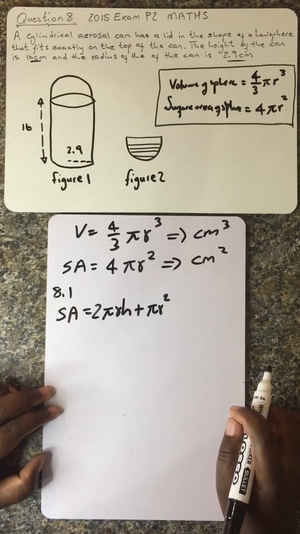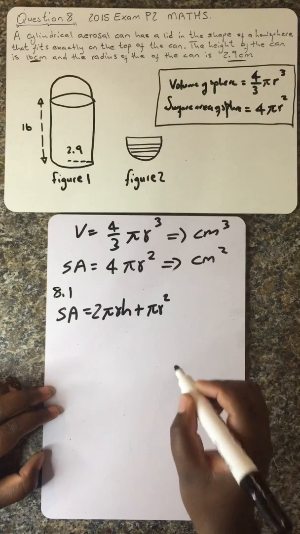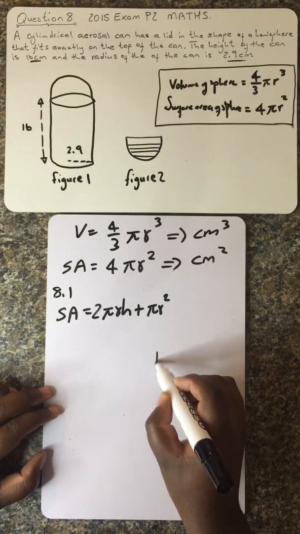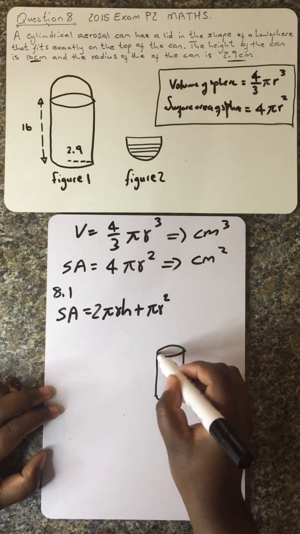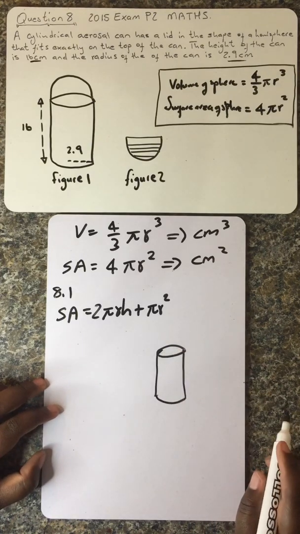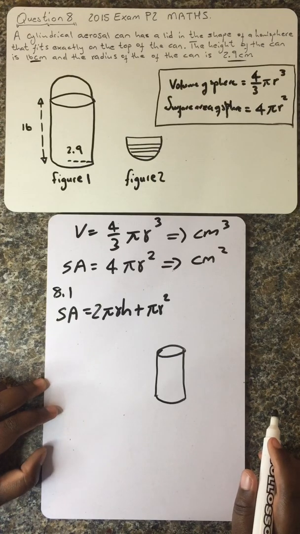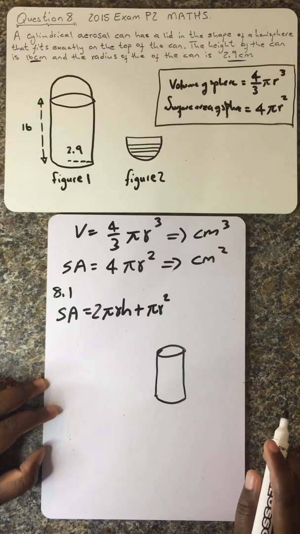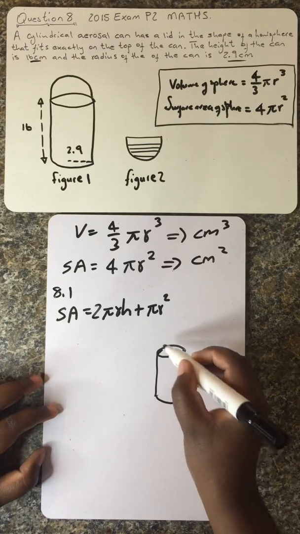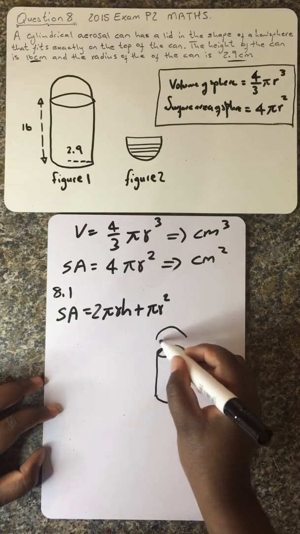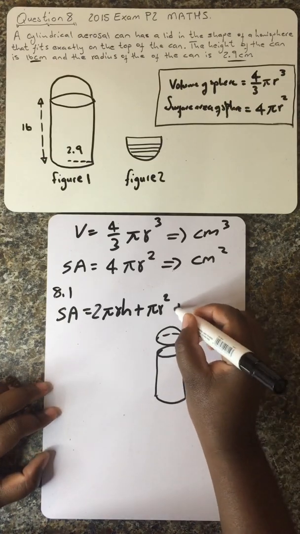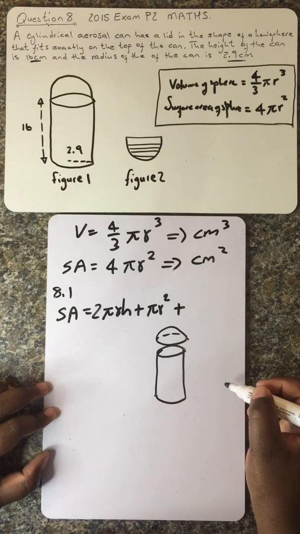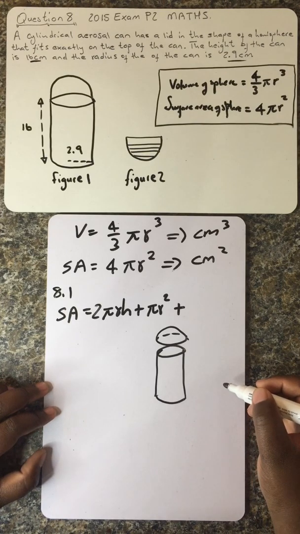So that means it only helps us to calculate the surface area of this part of the can. Remember, because the question said the surface area of the can with the lid in place, that means we should also include the area of that lid. That's why we have to add the surface area of the lid.